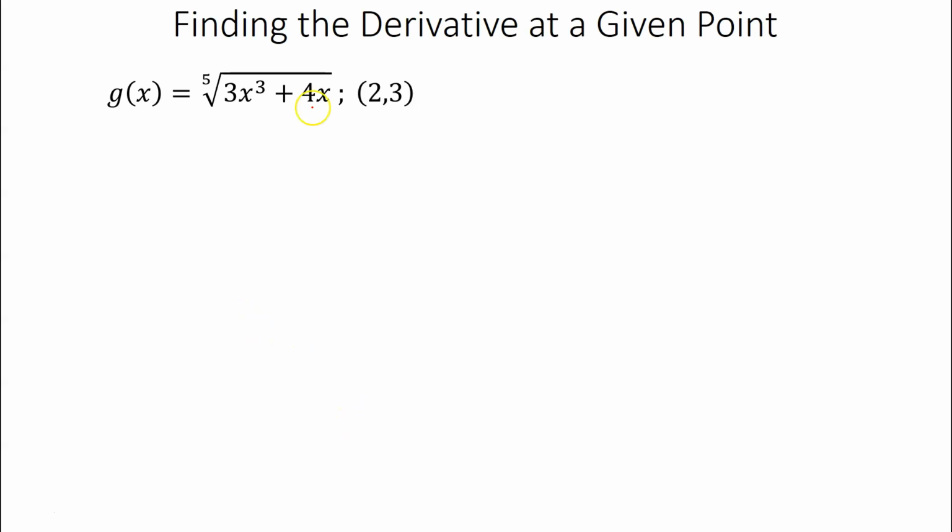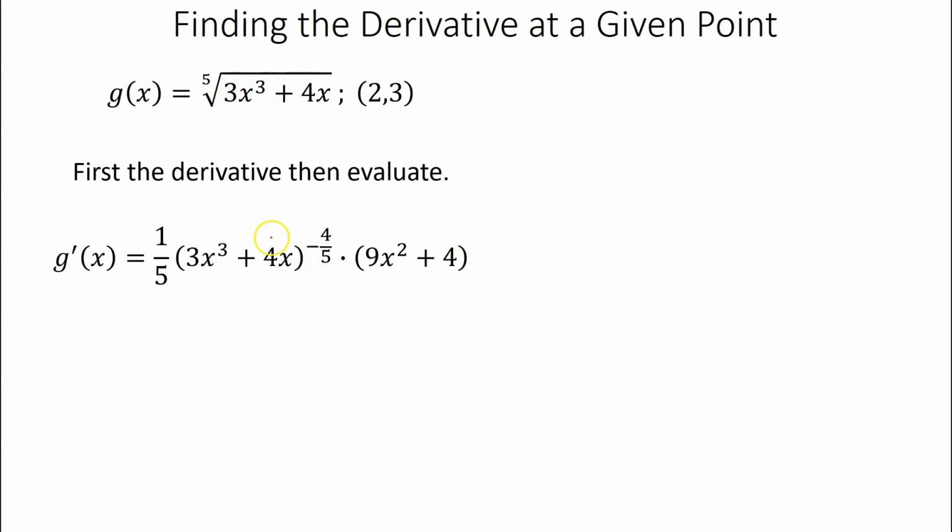Okay, let's get back to stuff that's kind of familiar: finding the derivative at a given point. So I want to find the rate of change at the point (2, 3). Well, of course, I need a derivative for that. And to get the derivative for this, I will need to use the chain rule because I have a cubic function inside of a radical with a fifth degree index.